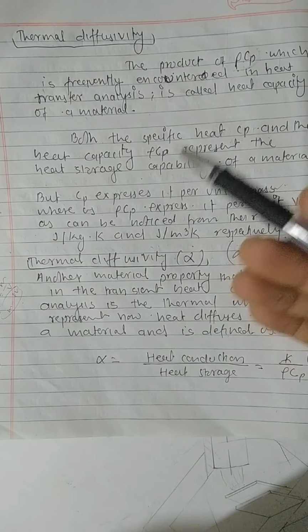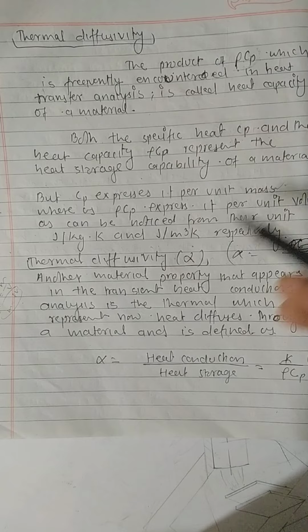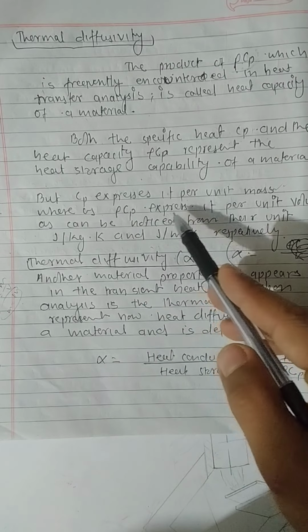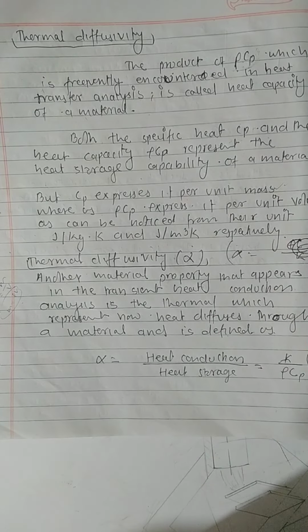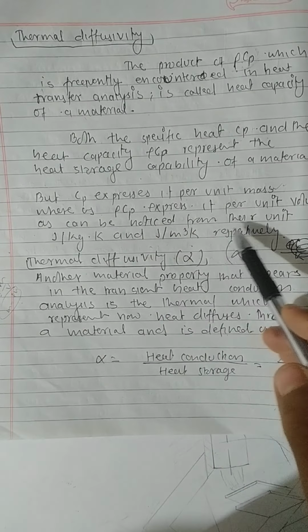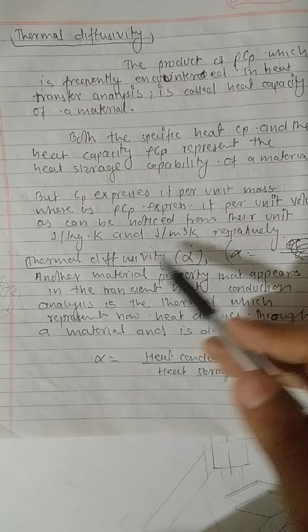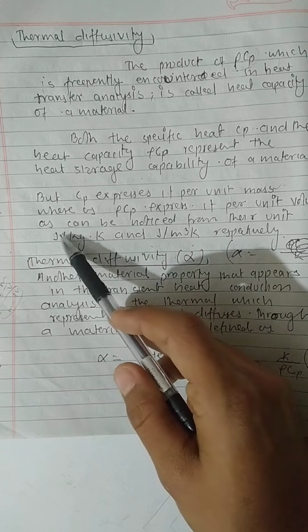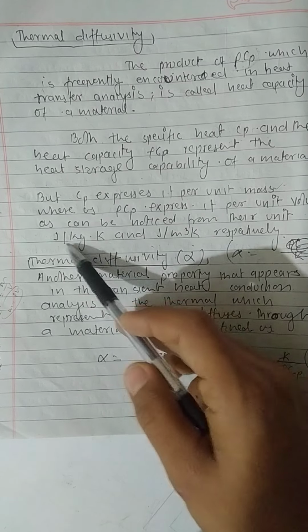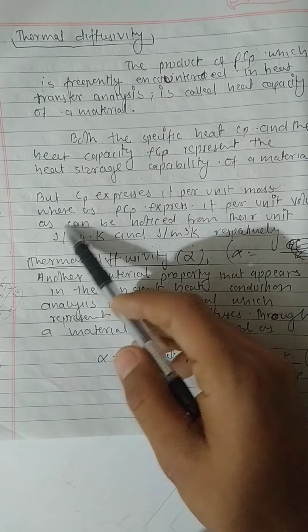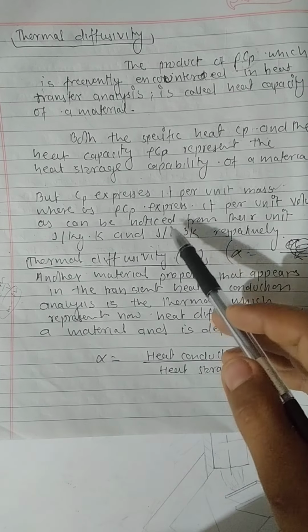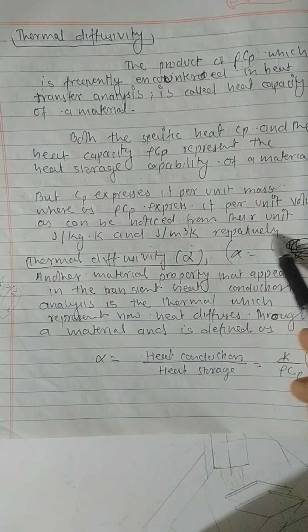I assume that we know what Cp is. Whereas rho Cp expresses it per unit volume, as can be noticed from their units. This is the unit of Cp, joule per kg Kelvin, where kg is the mass unit, and joule per meter cube Kelvin for rho Cp, respectively.